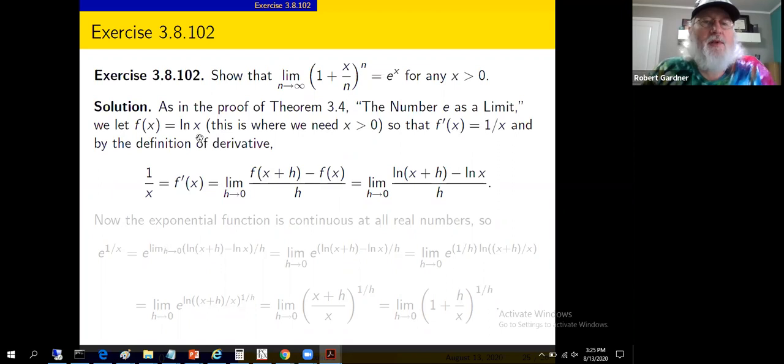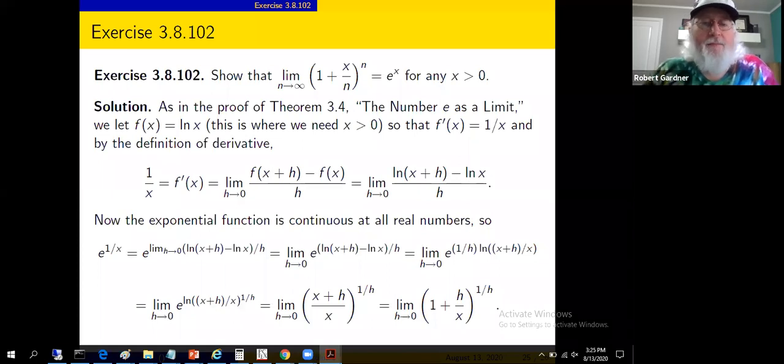F is the log function, so we get the log of x plus h minus the log of x, over h, because that's what the function is. Okay, now we're going to exponentiate both sides. So we're exponentiating 1 over x, that is we get e to the 1 over x, and we're exponentiating this stuff. So we get e to the limit as h approaches 0 of this quotient. There it is, written kind of on a single line to make it fit.